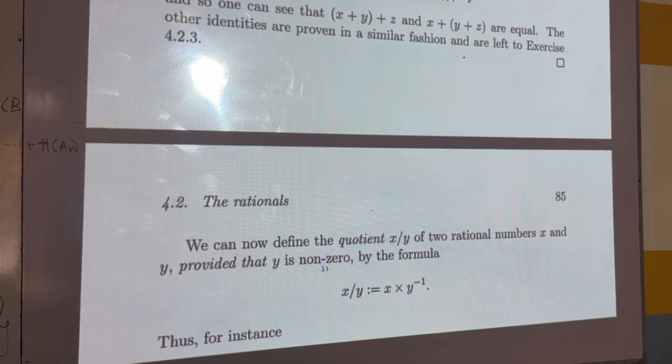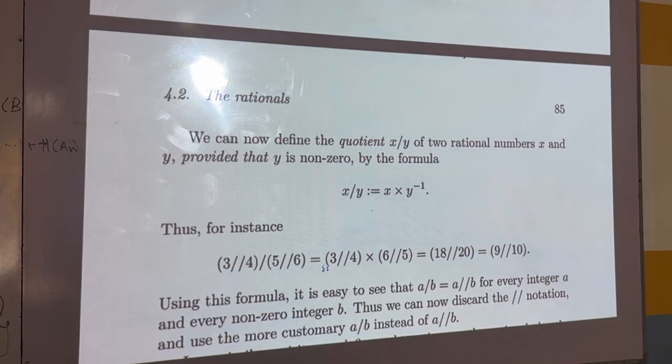That's his definition. For instance, he says 3 double line 4 divided by 5 double line 6 is 3 double line 4 times, you take the reciprocal of 5 over 6, which is 6 over 5, then usual algebra.